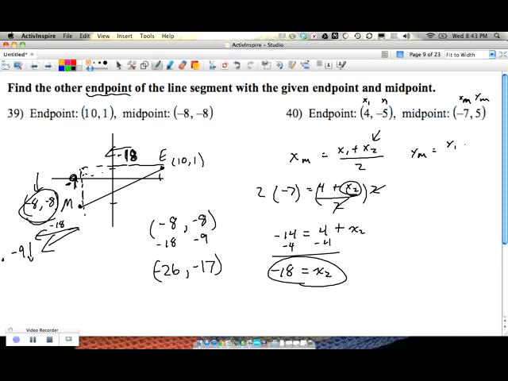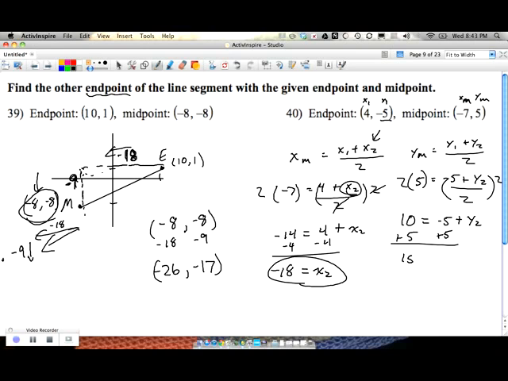My y in the middle is equal to the sum of the y's divided by 2. Well, the y in the middle is 5. And the y1 is going to be -5. So it's going to be -5 plus y2 divided by 2. I have to go through the same process. Multiply both sides by 2. That gives me 10 equals -5 plus y2. And if I add 5 to both sides, that's going to give me 15 equals y2.